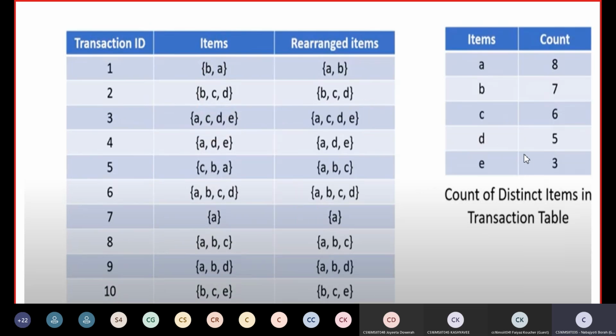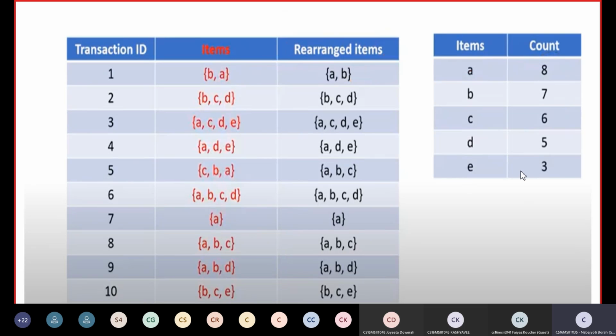Next, we will rearrange the item list in a proper way. First the first one is BA, which we arrange as AB, then BCD, ACD, ADE in a proper manner. I will not use the original item list. I will use the arranged one for my tree construction, so the original one will be excluded.